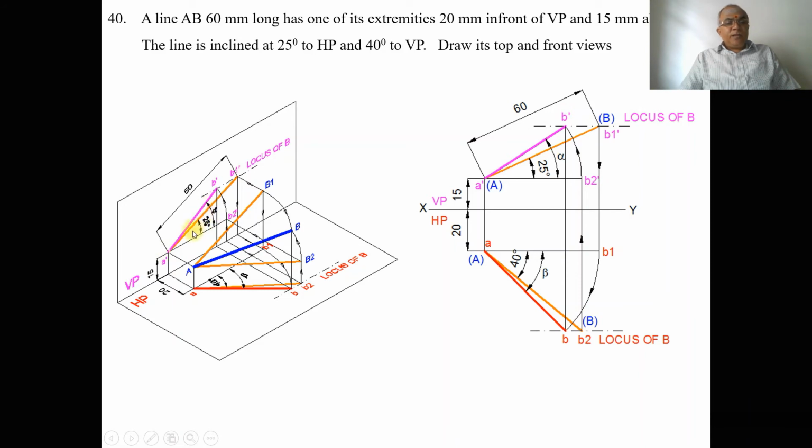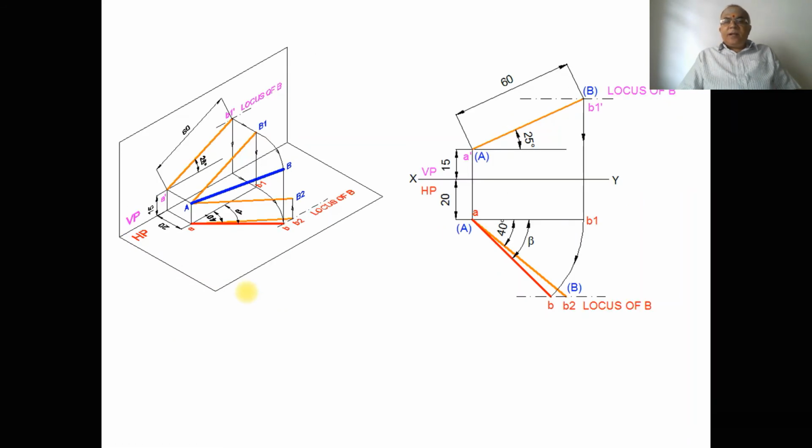So this is the apparent inclination with respect to HP, which is called alpha. And the apparent inclination with respect to VP is called beta. The same thing will be explained here separately.